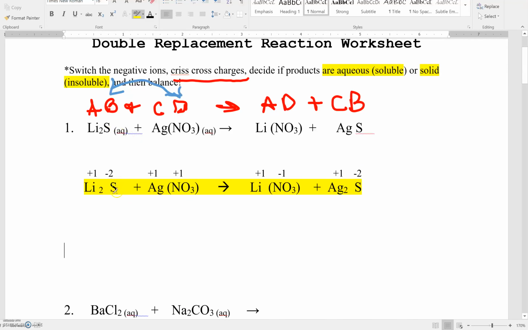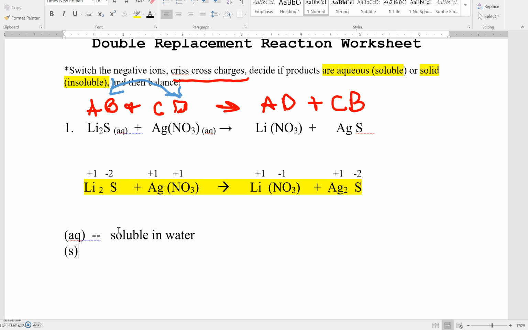So I'll just write it here. The AQ next to a compound, that means soluble in water. If it has in parentheses an S, that means it's a solid. And if it's a solid in water, that means it's not soluble in water. Okay? So we see from up here, we know that lithium sulfide is soluble in water. And so I'll put a little AQ here. Let me make that smaller.